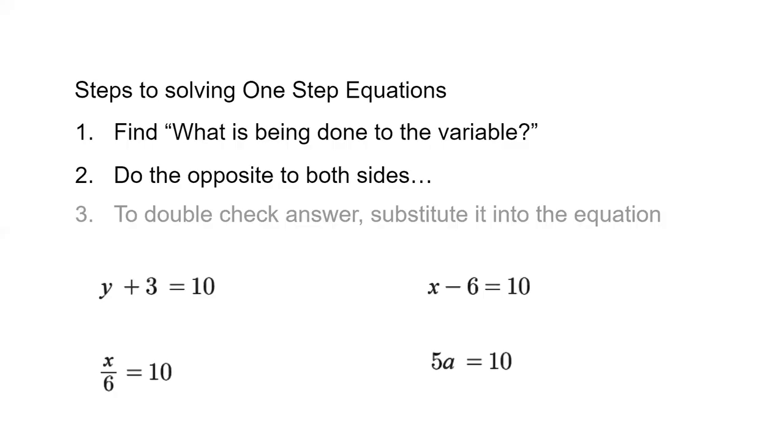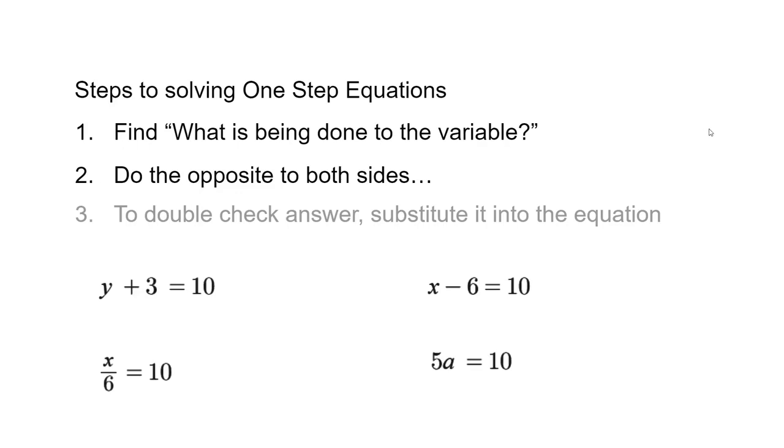So let's look at the steps for solving one-step equations. The first is to find what is being done to the variable. Now that variable may be x or y or a. It doesn't really matter, but we need to find the variable and decide what is being done with it. And then we're going to do the opposite of that math operation with the same number to both sides. If necessary, if we want to double check our work, we're going to substitute our answer back into the original equation and see if it makes it true.